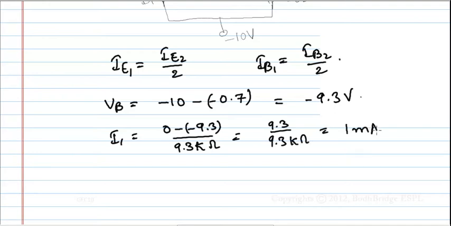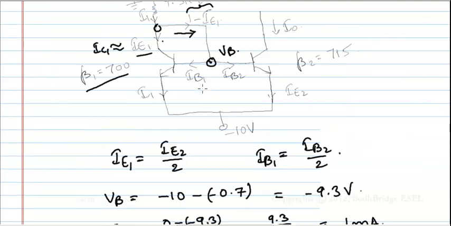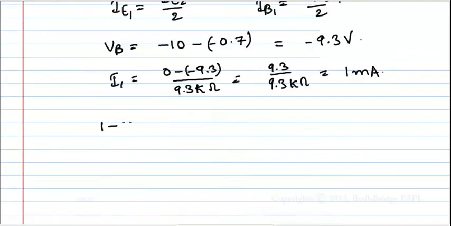This is 1 milliampere. Since the current flowing across this branch is 1 milliampere and the beta value is very high for this transistor, we have assumed that IC1 is approximately IE1. And since this is I1 and the current here is IE1, we can simply get this as I1 minus IE1, which is 1 minus IE1. Now we will apply KCL at this node. Applying KCL, we get 1 minus IE1 is equal to IB1 plus IB2.